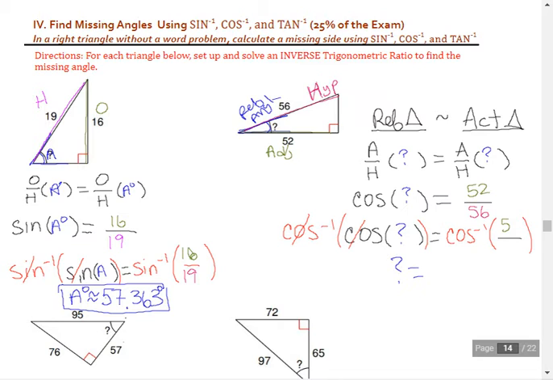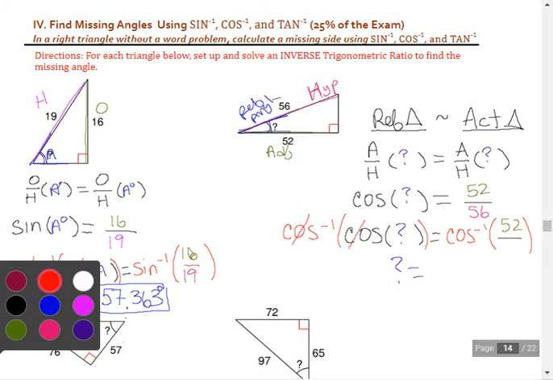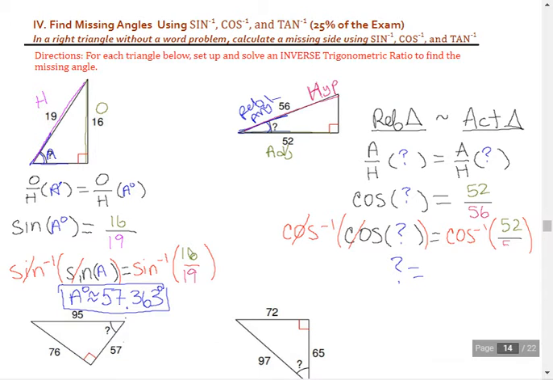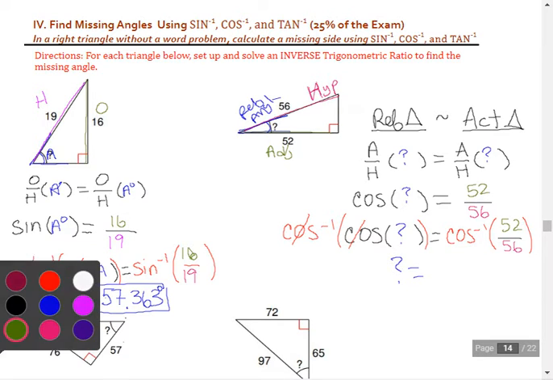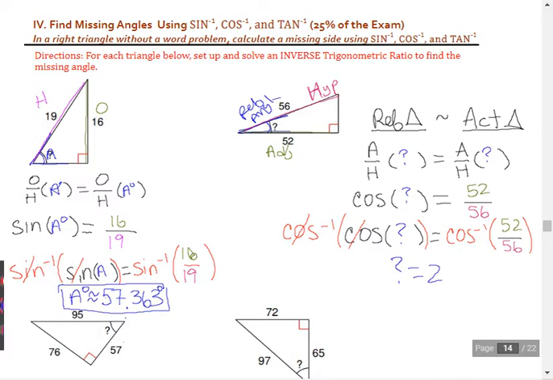And so 52 over 56. All right, so 52 divided by 56, that's a decimal first. And then we'll apply inverse cosine to that, and we end up with an angle value of 787. And that is actually approximate.